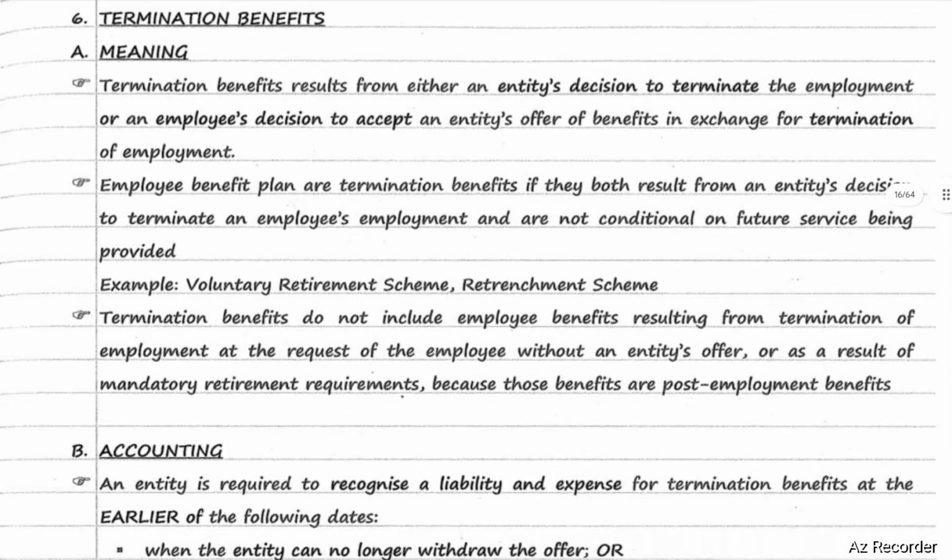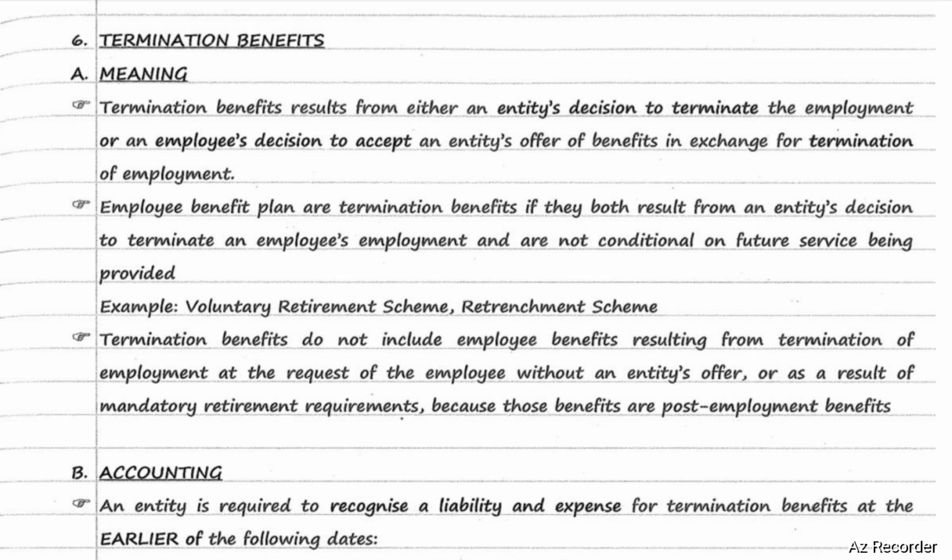Termination benefits. Termination benefits result from either an entity's decision to terminate the employment or the employee's decision to accept an entity's offer of benefits in exchange for termination of employment. Employee benefits are termination benefits if they both result from an entity's decision to terminate an employee's employment and are not conditional on future service being provided. Example, voluntary retirement scheme, retrenchment scheme.